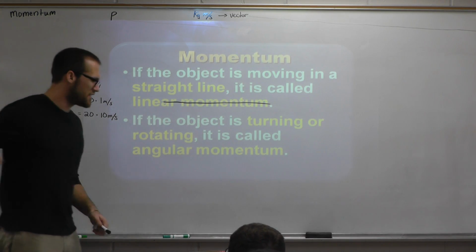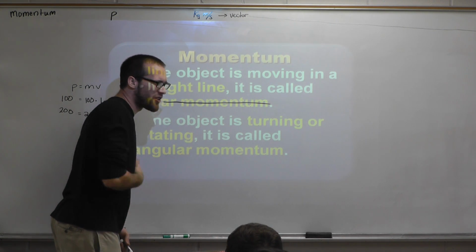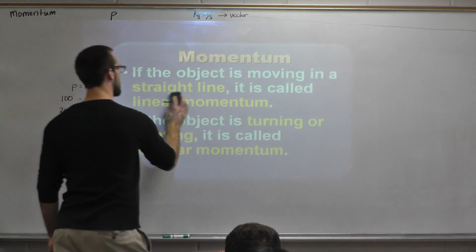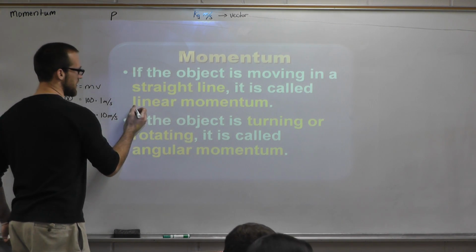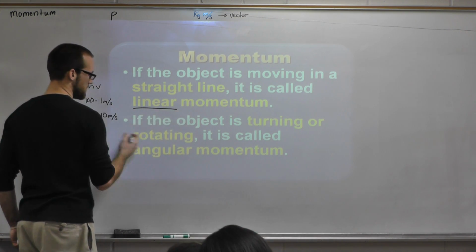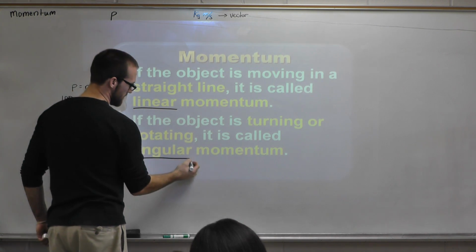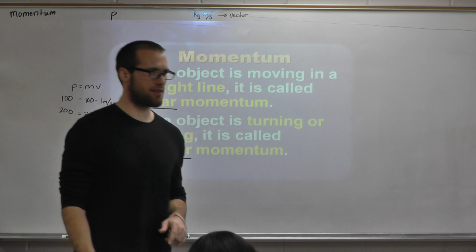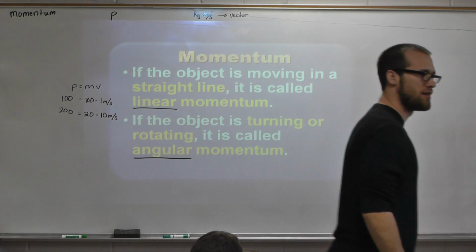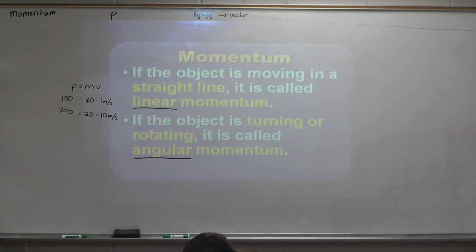Here's some vocab words. I gave you a vocab sheet at the beginning of this chapter, correct? Okay, I just want to make sure. This should be fairly straightforward. What does linear mean in math? Straight. So when you're doing linear equations, you're graphing a straight line.